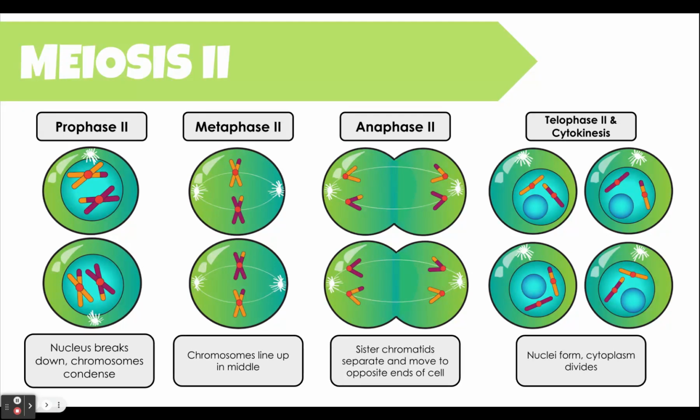Then we have anaphase II, which pulls those chromatids apart. Each chromatid goes to the opposite end of the cell. And then telophase II and cytokinesis, where the nuclei reform and the cytoplasm divides. And because each cell divided into 2 cells, we now have a total of 4 cells. Each cell has only 1 copy of each chromosome.